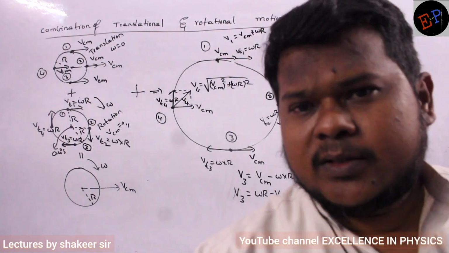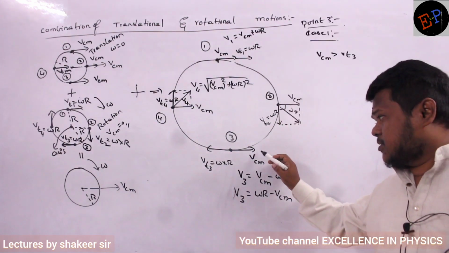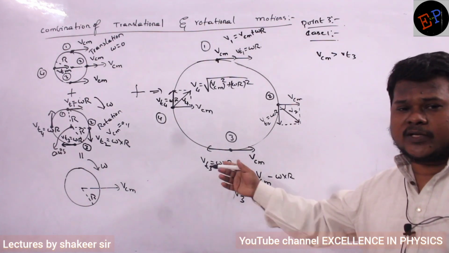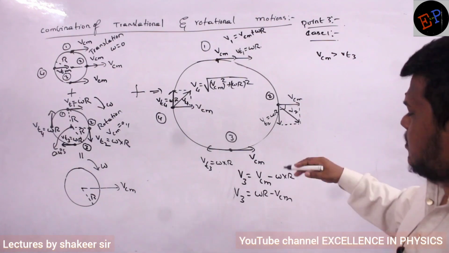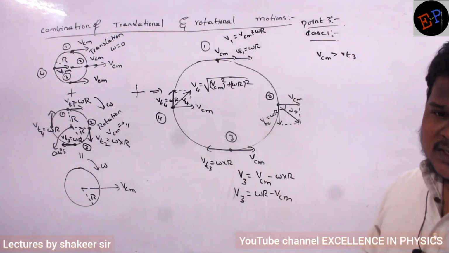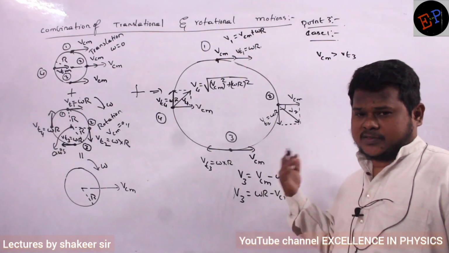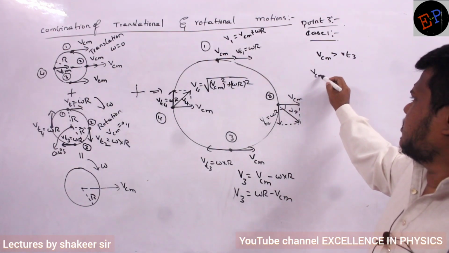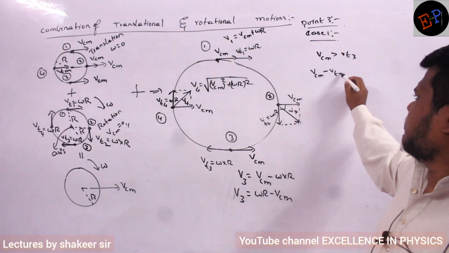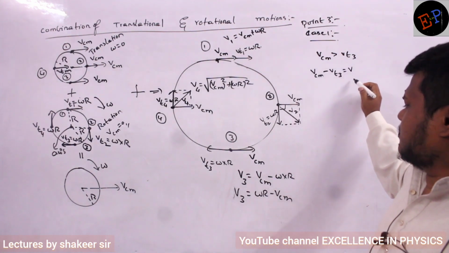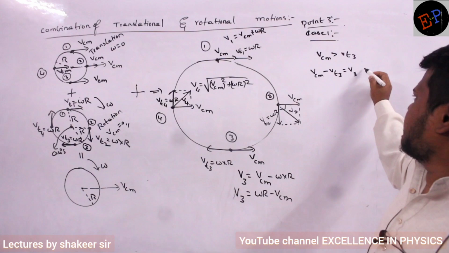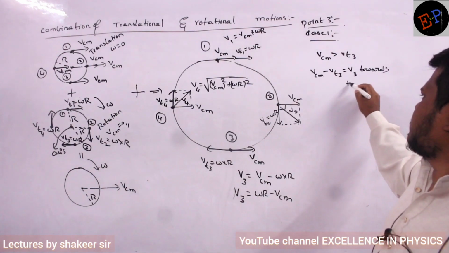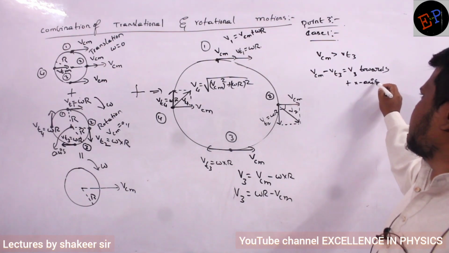Clear? So this velocity, which is called translational velocity, may be greater than rotational velocity. Then net velocity will be in which direction? Net velocity will be towards positive x-axis. Are you able to understand? So in this condition, Vcm minus Vt3 will be the velocity of point number 3. And it is towards which direction? Towards positive x-axis.